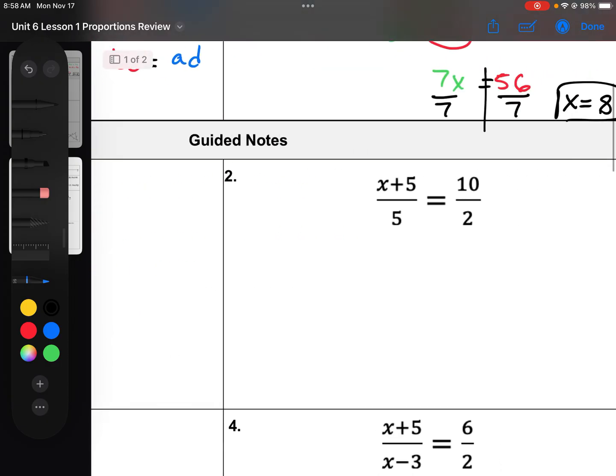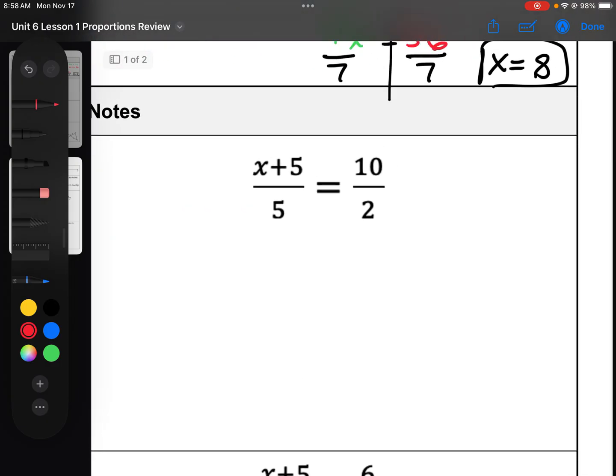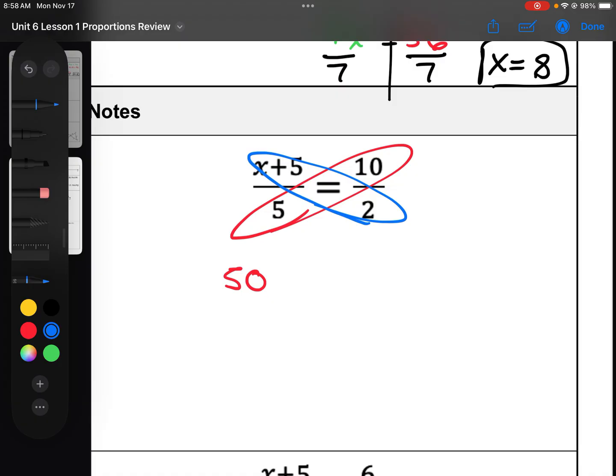Okay, now I'm going to go on to number 2. Once again, pause the video, see if you can work it out before I do it. Going to start here. 5 times 10 is 50. Then I'm going to start here. 2 times x plus 5. Now, some people are going to make a mistake here because they're just going to multiply the 2 times x, okay? But what you really have to do is you've got 2 times the quantity of x plus 5.